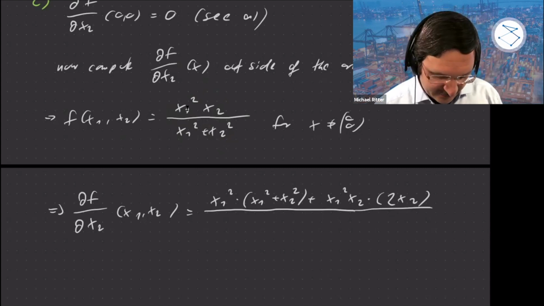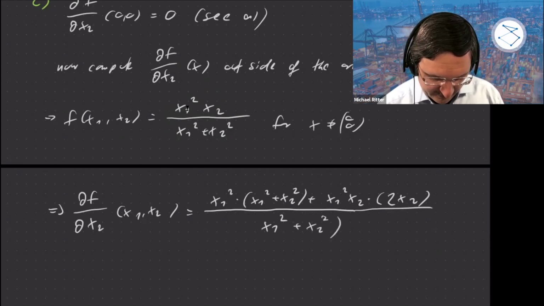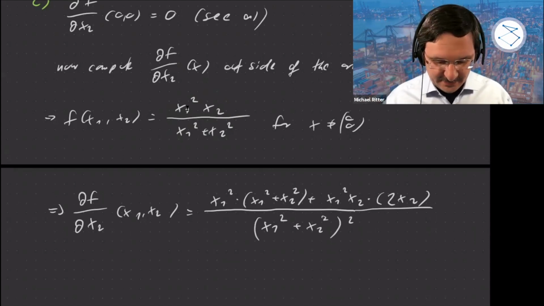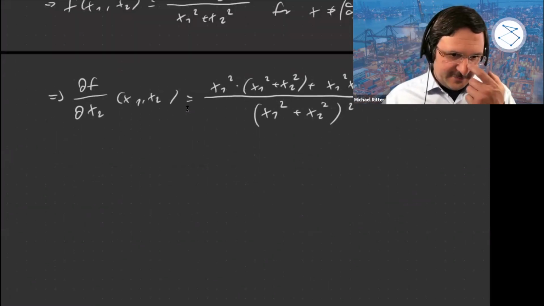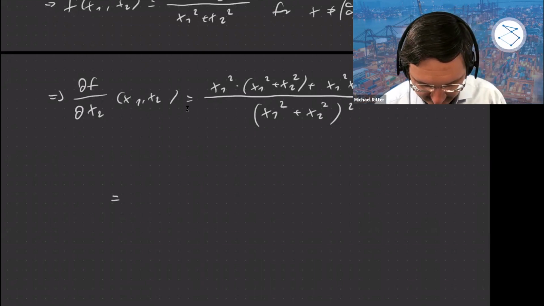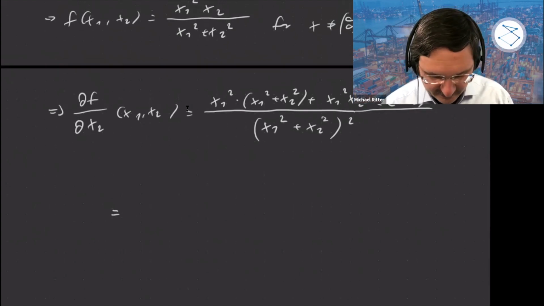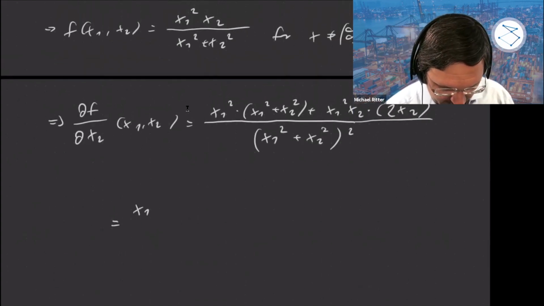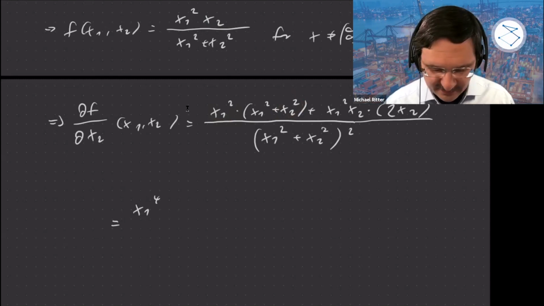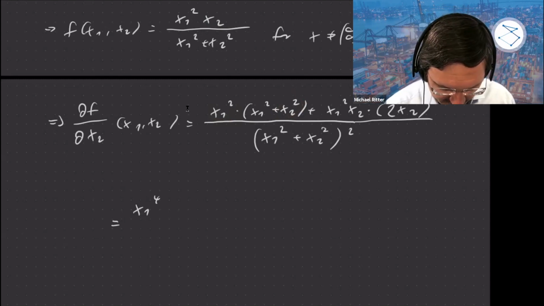And we need to divide that by the denominator squared, so x1 squared plus x2 squared, squared. Okay, and if we simplify this a little, we have x1 to the power of 4 here, then we have x1 squared, x2 squared. And I think I made a mistake somewhere. I did. Sorry, this of course needs to be a minus sign here, not a plus sign.